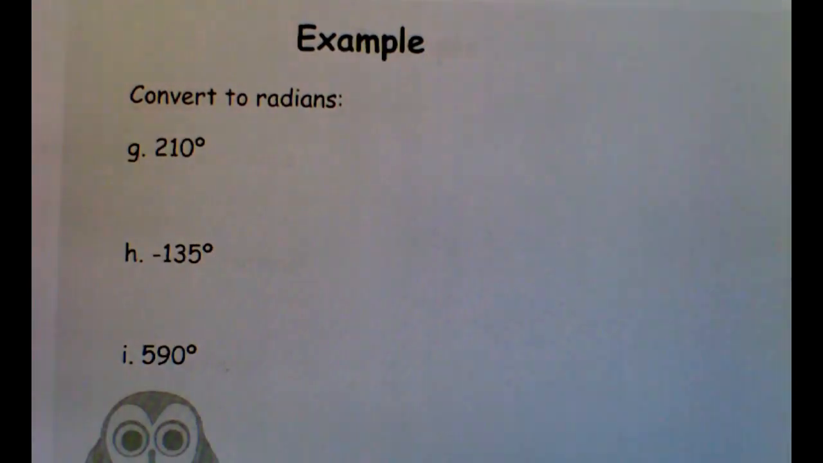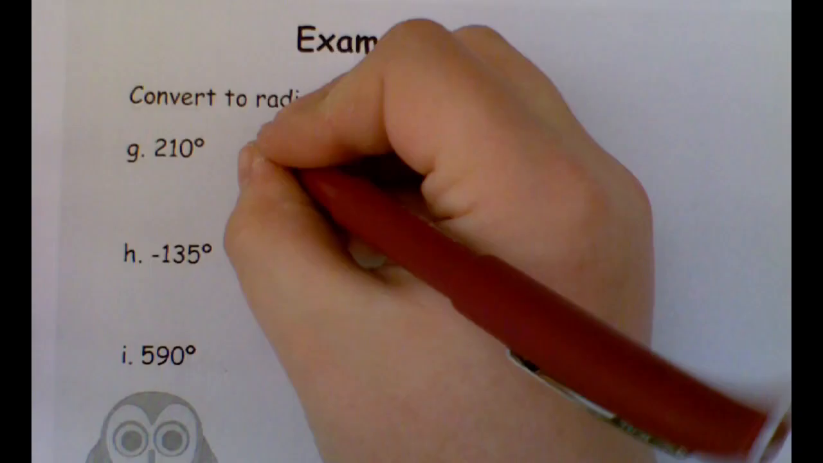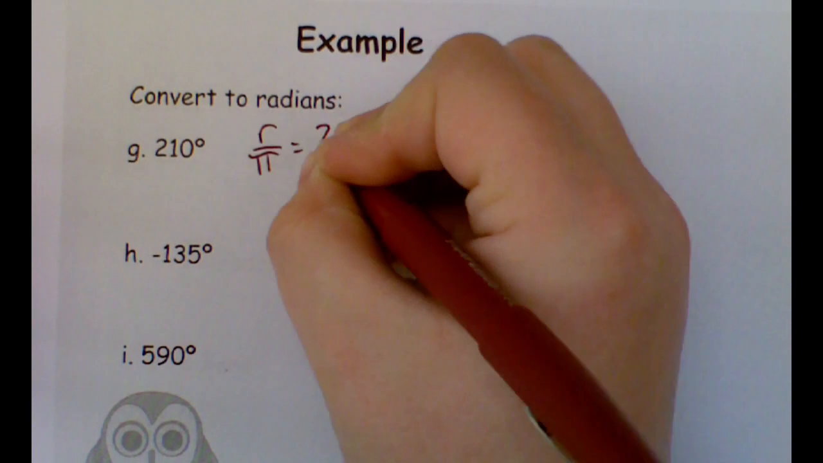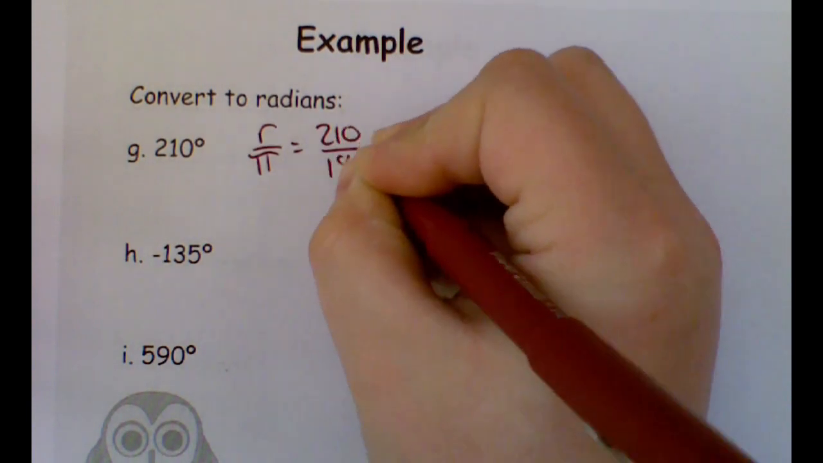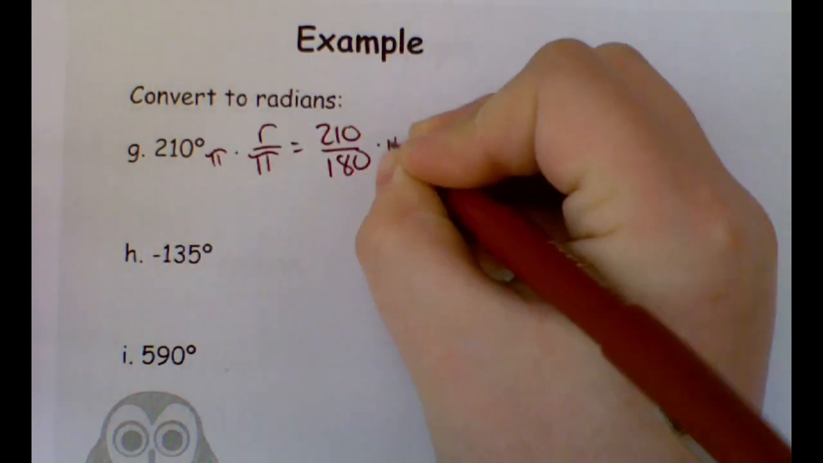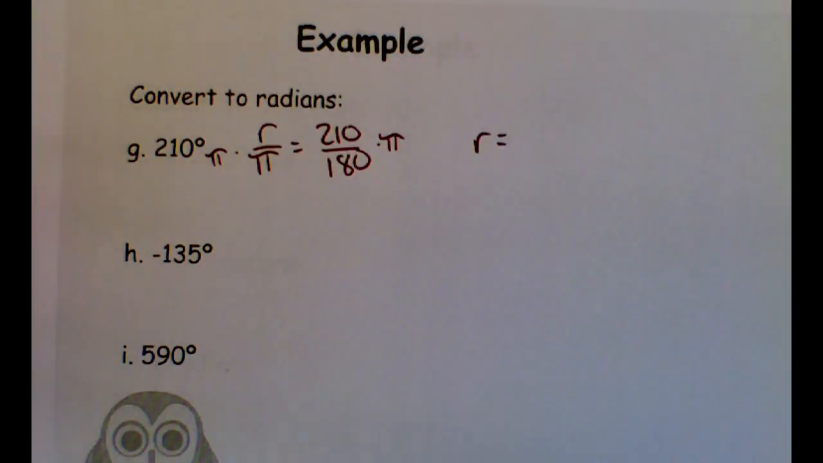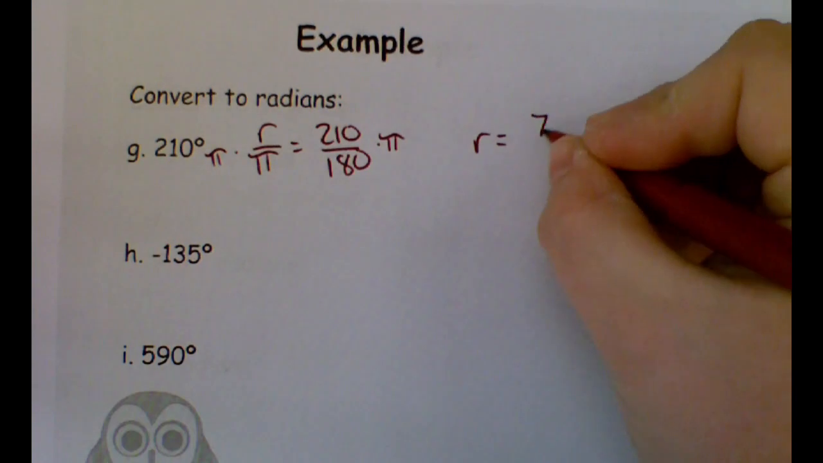All right, a few more for you here. Again, you will try these on your own. For 210, radians over pi equals 210 over 180. Multiply the pi. We get 7 pi over 6.